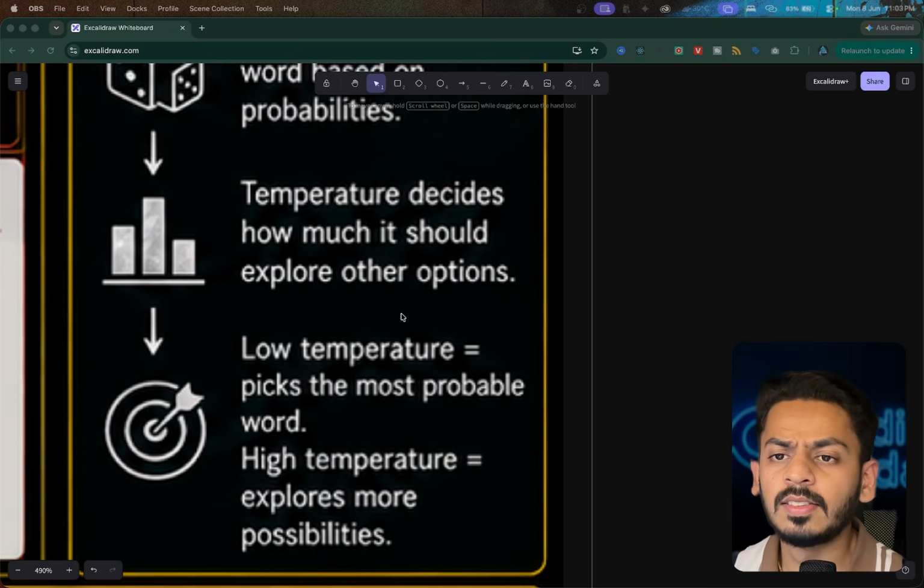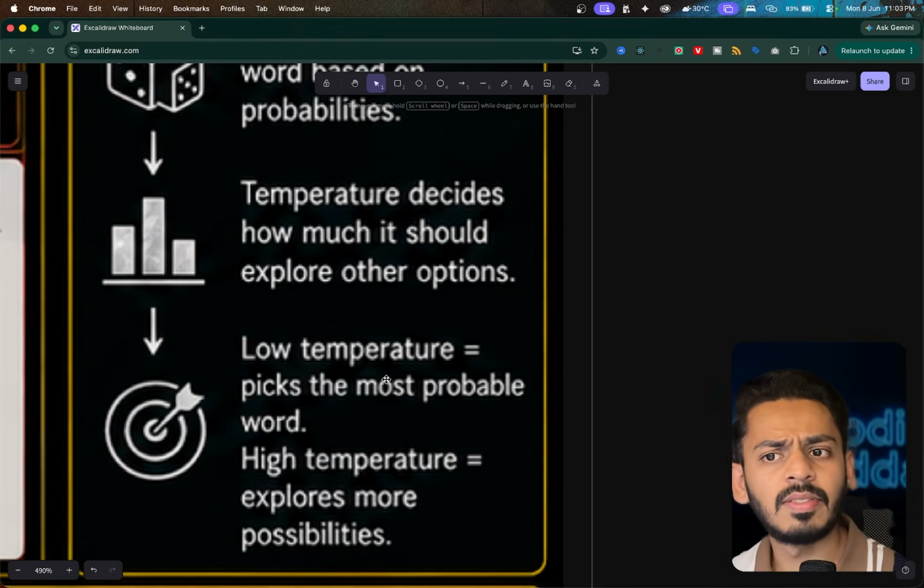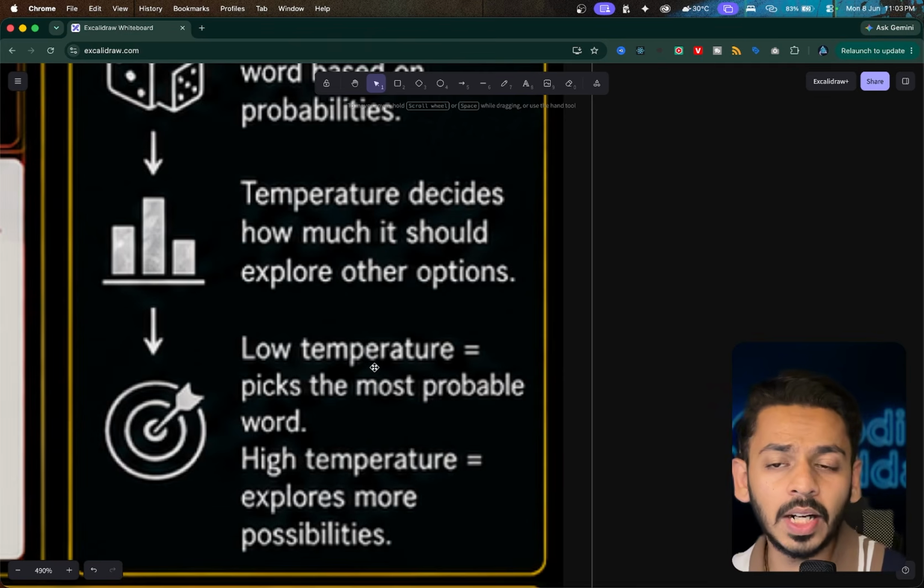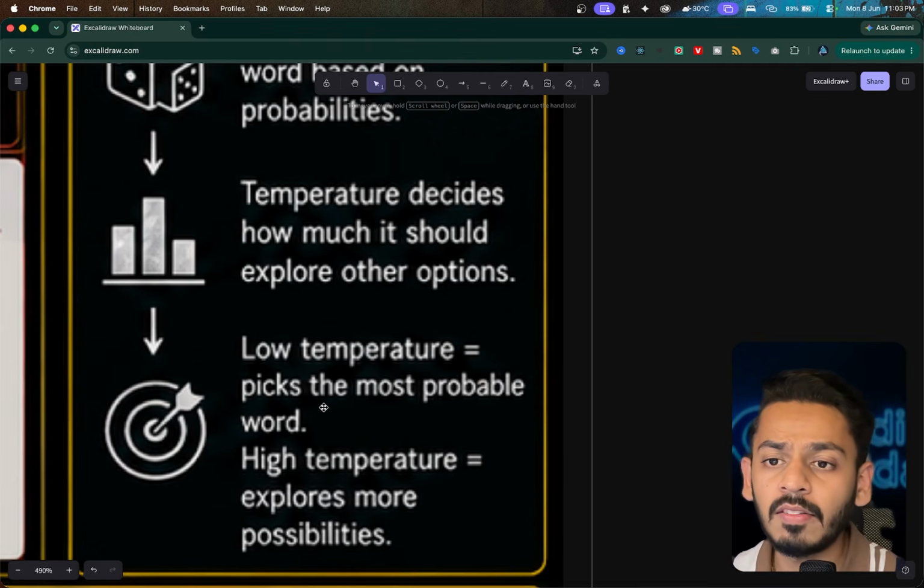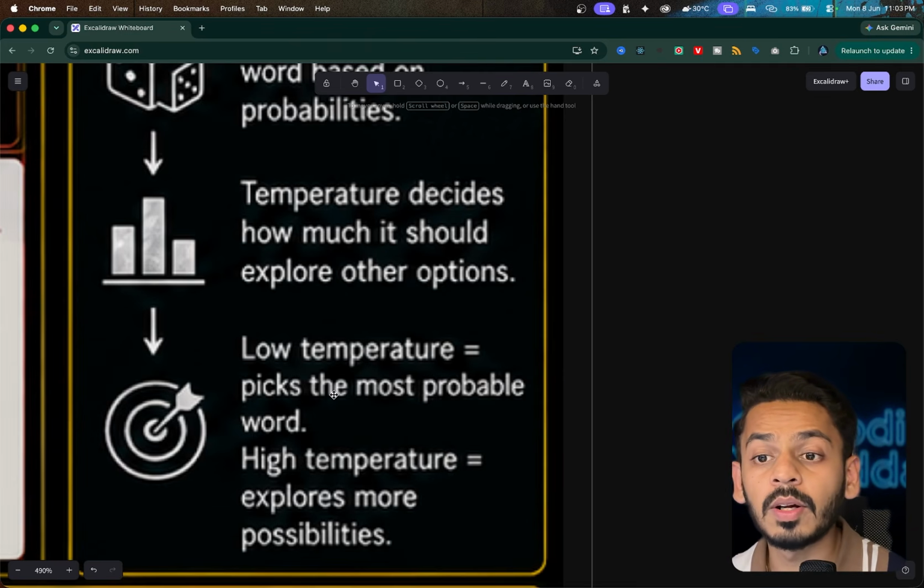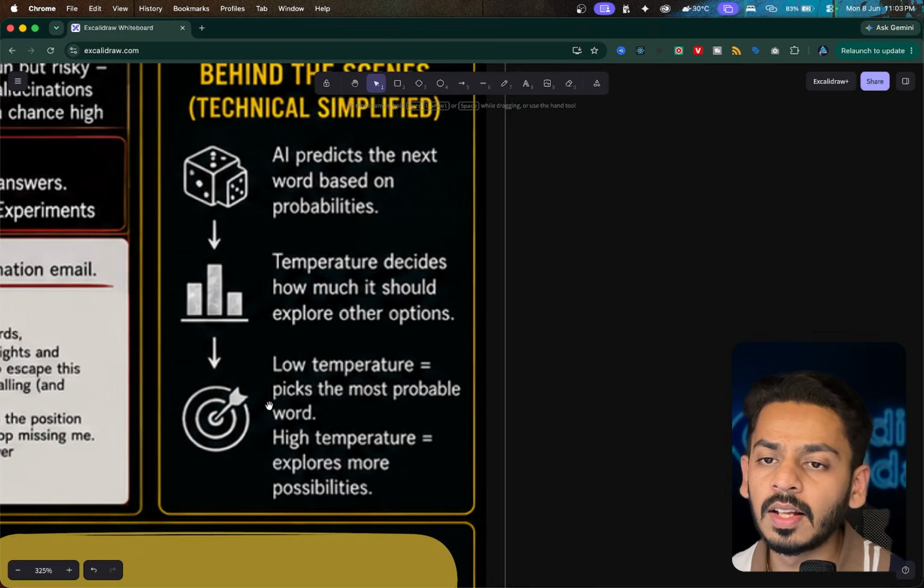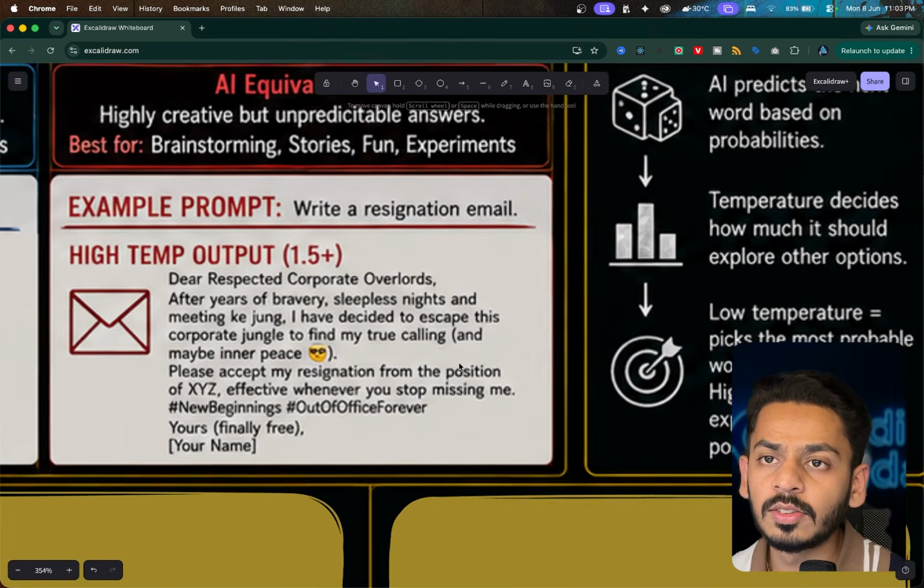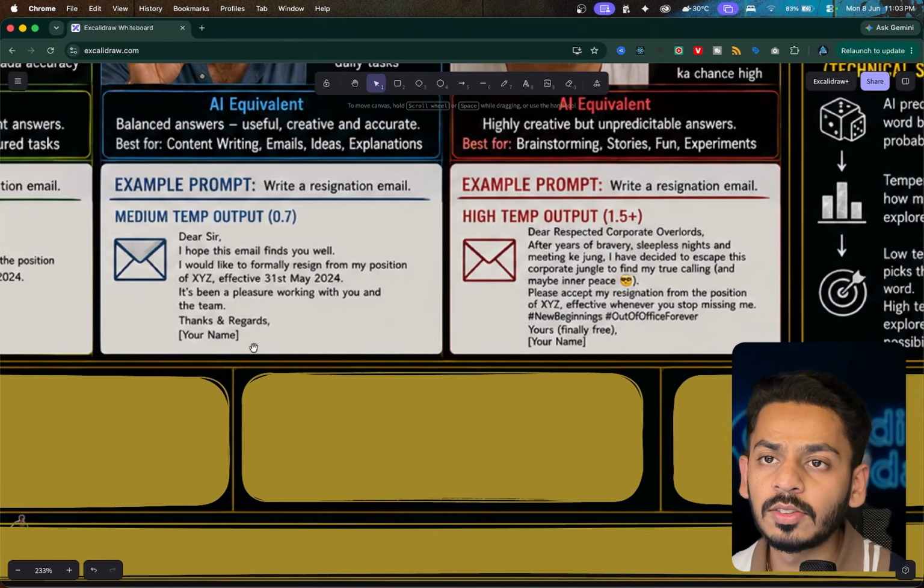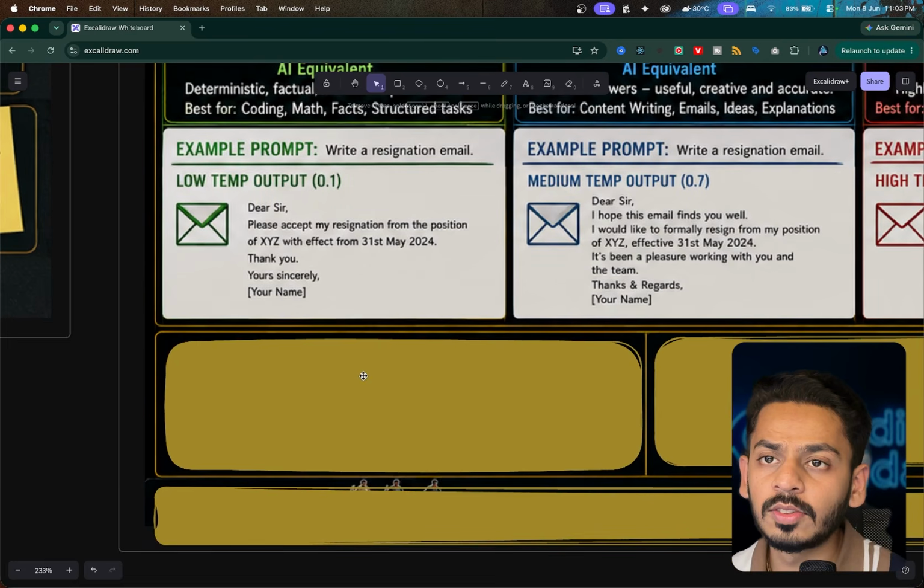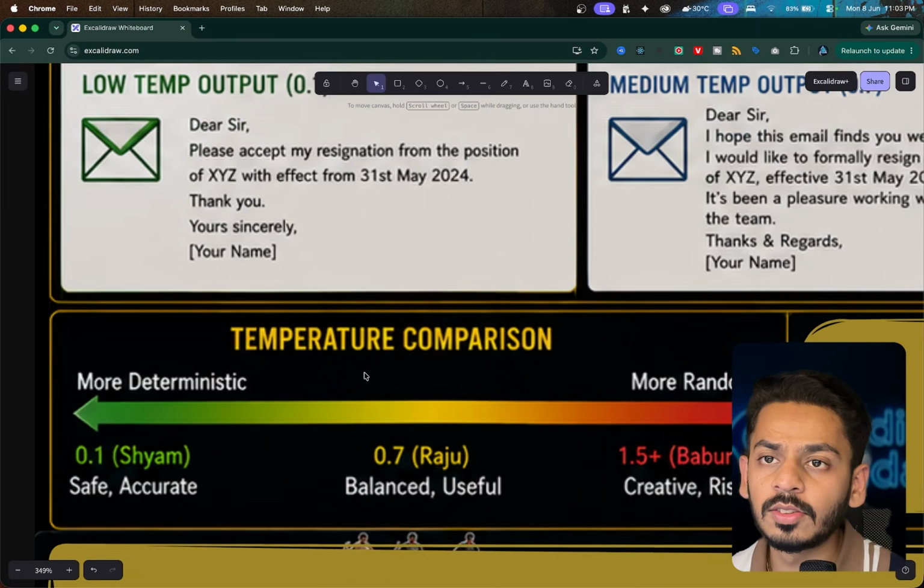So the lower the temperature that we have, the more predictable the next word will be. But the higher the temperature we have, the more possibilities it will explore. Okay, so this is how temperature works in the world of AI. The next thing that we are going to talk about here is the temperature comparison.